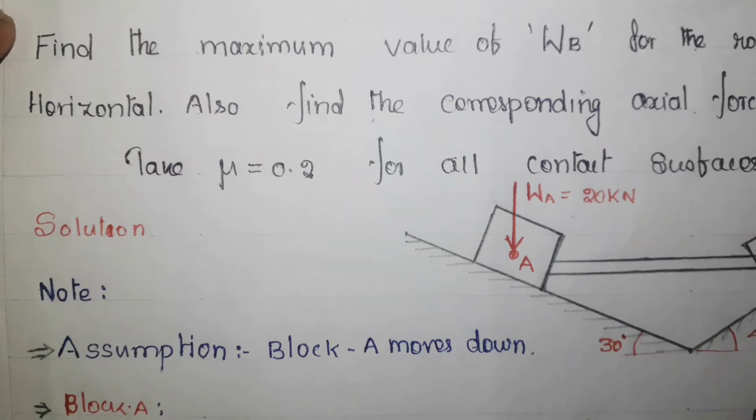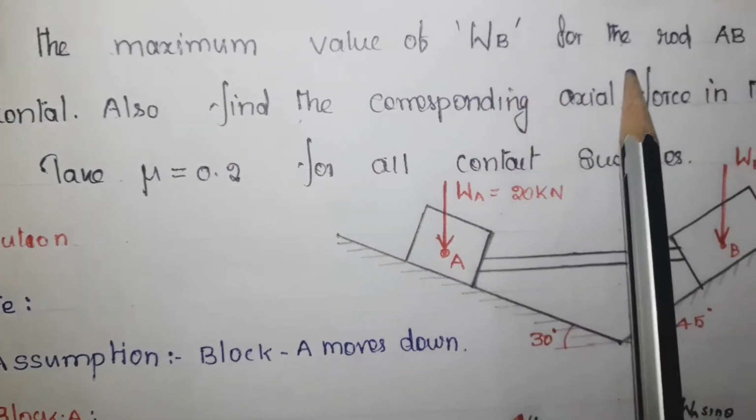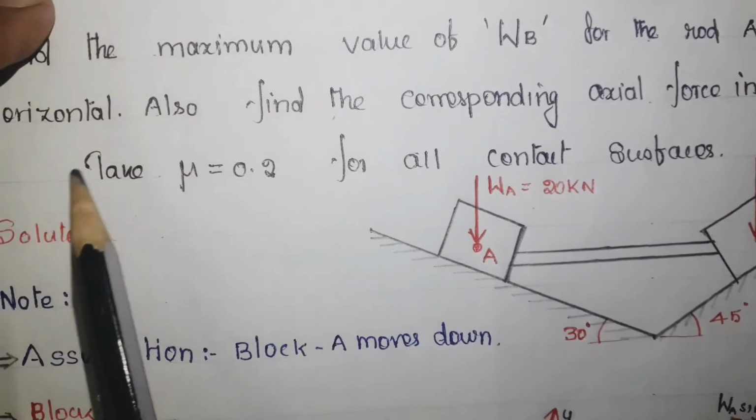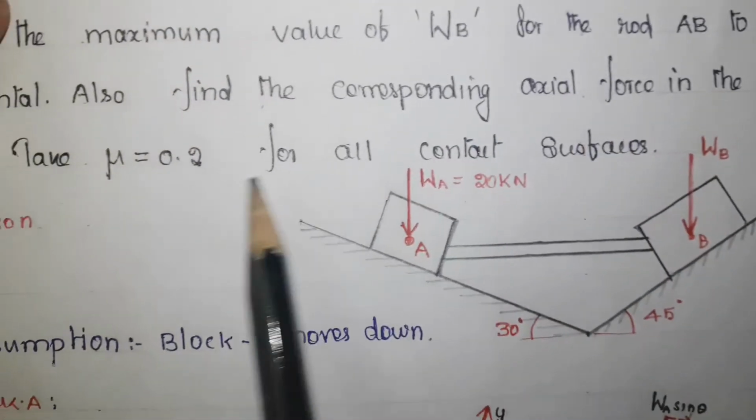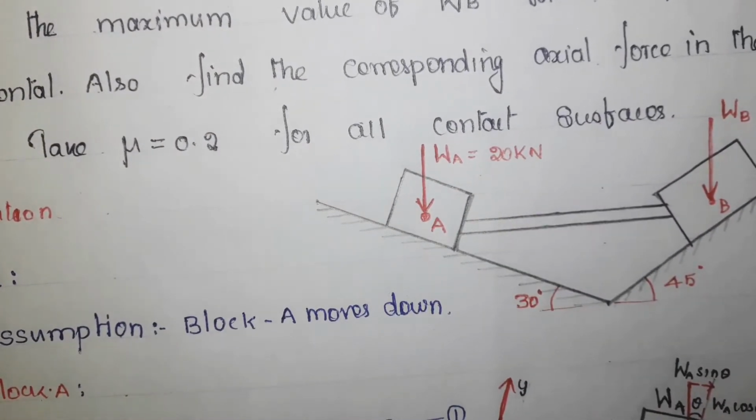Good morning. In this video, we are going to discuss a two-block problem, but they are connected by another object, a horizontal rod. Now let us go to the problem. Find the maximum value of the block B for the rod AB to remain horizontal. Also find the corresponding axial force in the rod. Take mu equal to 0.2 for all contact surfaces.